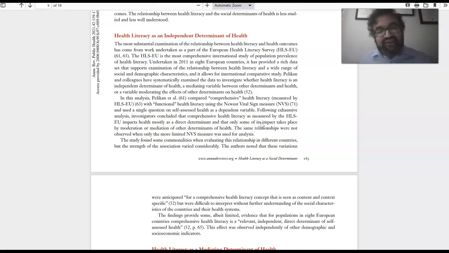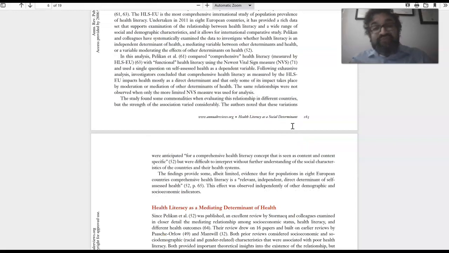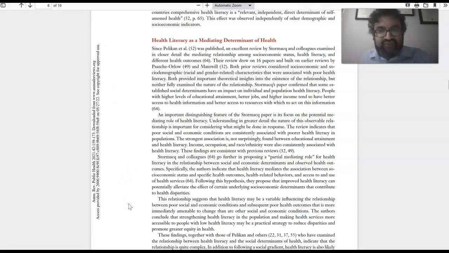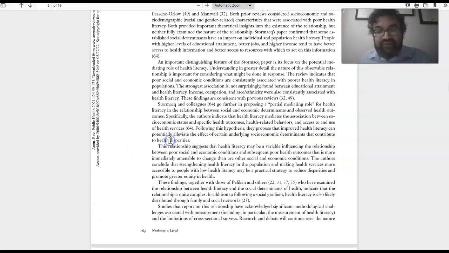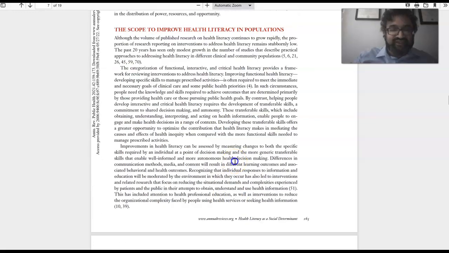They also go into talking about the European Health Literacy Survey and specific measures. It's important to pay attention to these specific measures because this is the way that you can assess parts of domains of social determinants of health. These are concrete ways that you can do that. Then the authors go into talking about the mediating determinant of health. So maybe directly it doesn't have an effect, but something causes health literacy, or is associated with it, and then health literacy is associated with the outcome. So midstream interventions are needed.